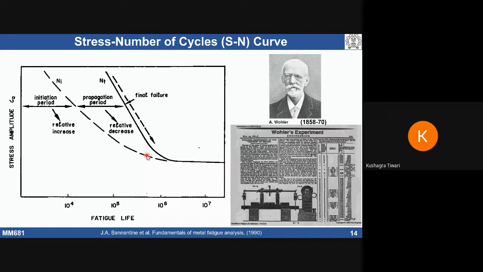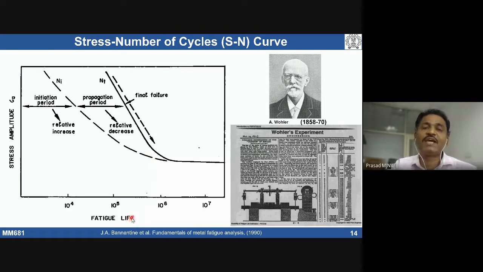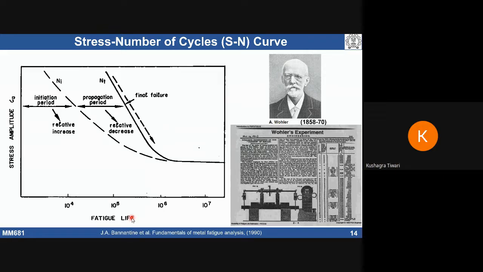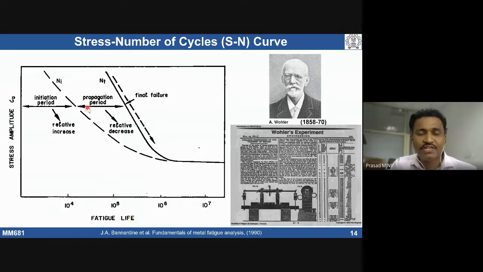That propagation period is with respect to the time scale. When you say fatigue life, usually the number of cycles, we are talking about the time scale. I got confused with that. Okay, fine, got it. The initiation period and the propagation period.